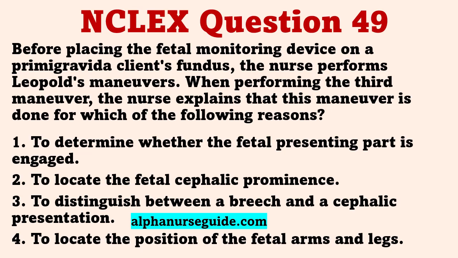The correct answer is 1. Leopold maneuvers are performed to determine the presentation and position of the fetus. The third maneuver determines whether the fetal presenting part is engaged in the maternal pelvis. The first maneuver distinguishes between a breech and a cephalic presentation through palpation of the top of the fundus. The second maneuver locates the fetal back, arms, and legs. The fetal heart rate monitoring device should be placed near the fetal skull and back for optimal fetal heart rate monitoring. The fourth maneuver is done to locate the fetal cephalic prominence if the fetus is in a cephalic position.